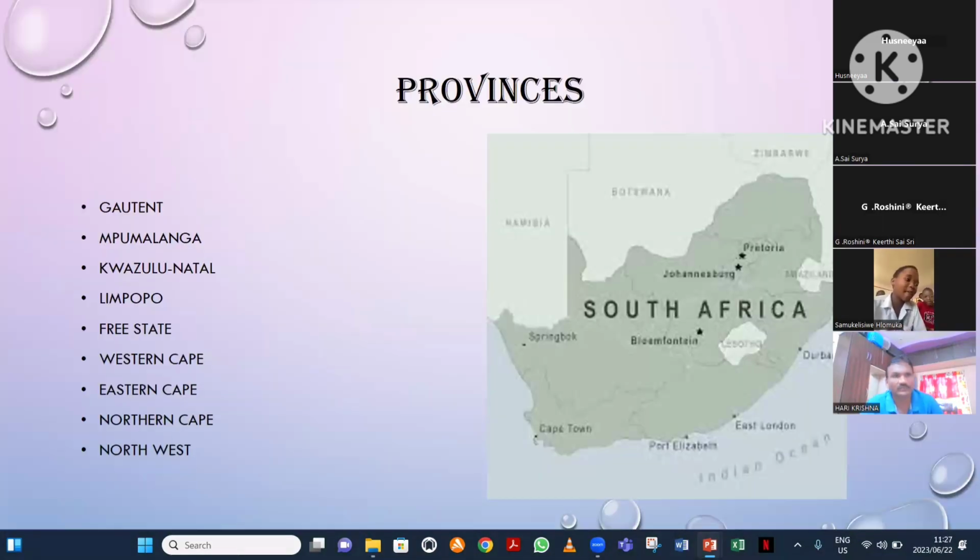South Africa. As you can see, this is our flag. We have 9 provinces in South Africa: Gauteng, Mpumalanga, KwaZulu-Natal, Limpopo, Free State, Western Cape, Eastern Cape, Northern Cape, Northwest.